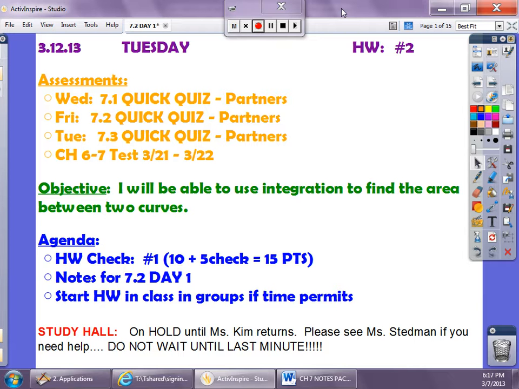Let's see. So, starting off, we're doing homework check number 1. You should be giving yourself 10 points for doing and then 5 points for checking. And tonight's homework is homework number 2. Tomorrow you'll have your quick quiz on 7.1, which is net change, and that'll be in partners.